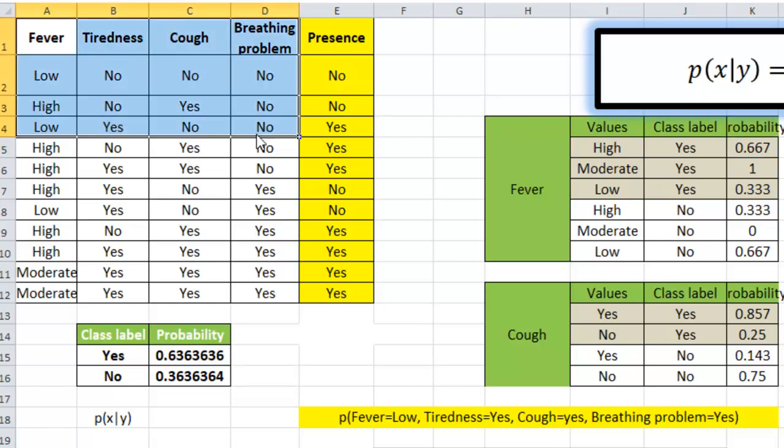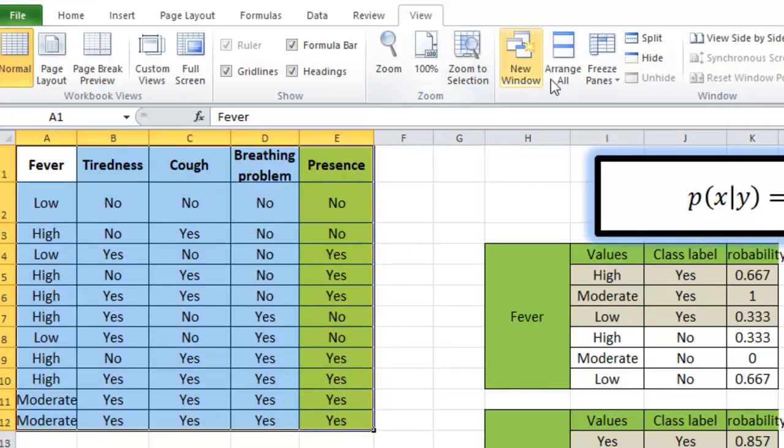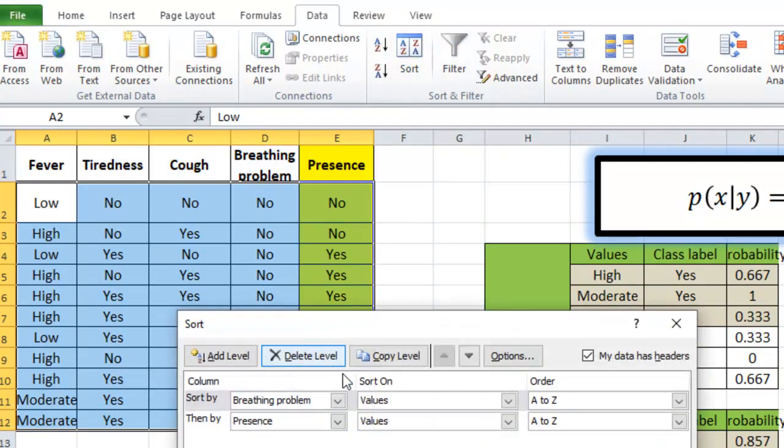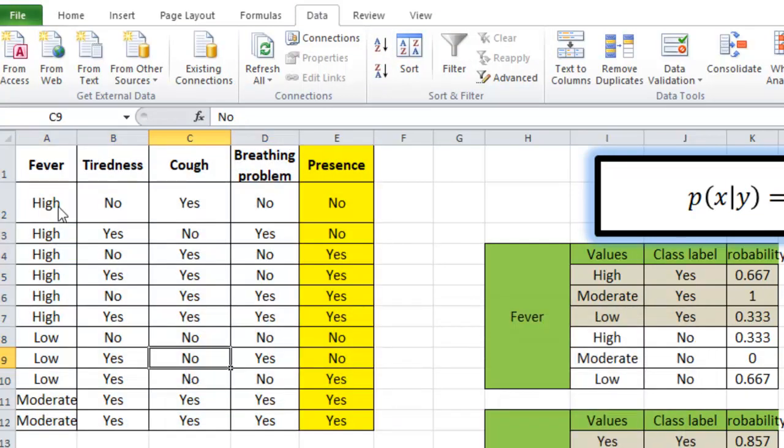So let us sort this data set. I'll sort first based on your fever and then, at the second level, based on your presence. Now you see when the fever is high, how many are infected with the virus? It is 4, and hence this value is equal to 4 by 6. When the fever is high, how many don't have it? It is 2. So high, no, the value is 2.